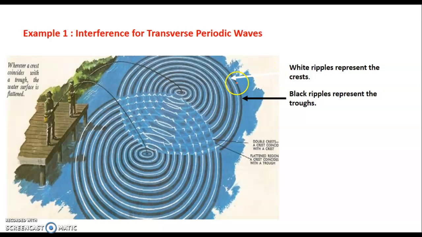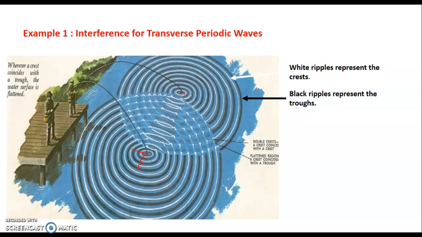The point is that this is a top view of the waves. So the white ripples represent the crests and the black ripples represent the troughs. So it's actually as such. If we look at the side view, this is the trough, this is the crest. This is the trough, crest, and so on in all directions. So this is trough, crest, and so on.